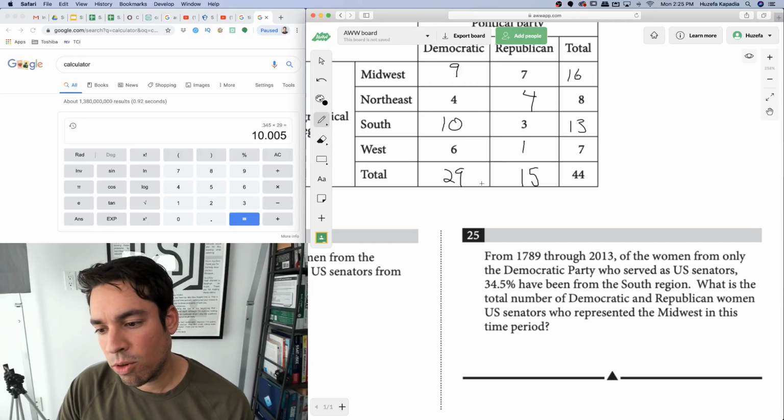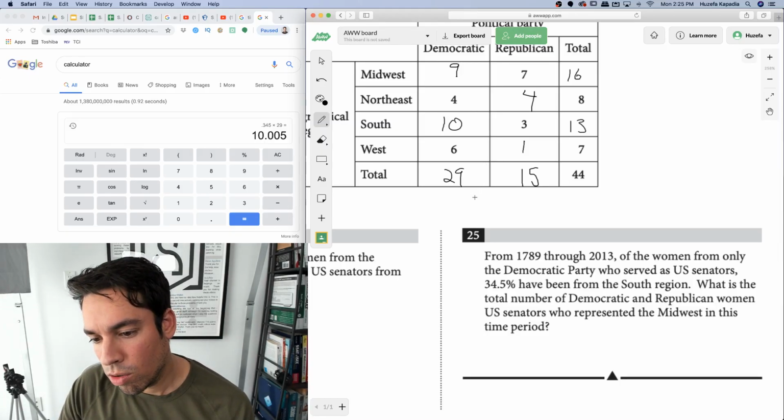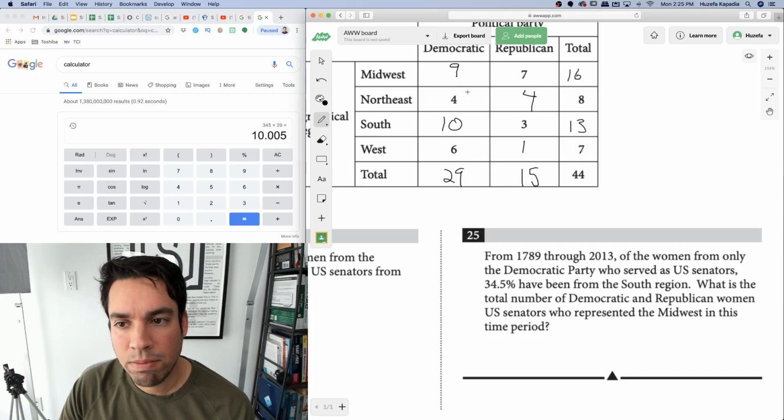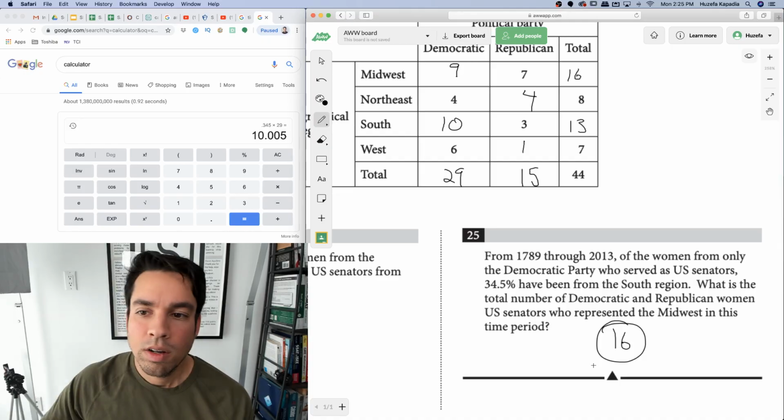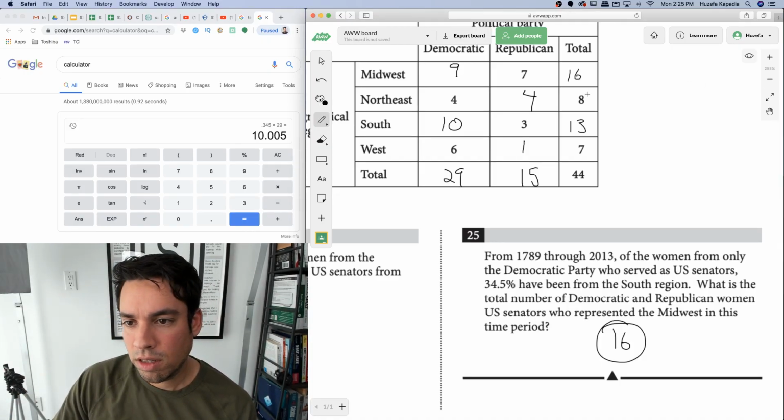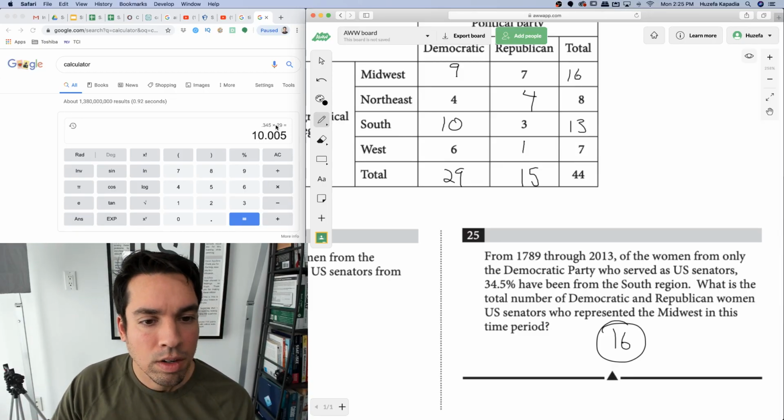What is the total number of Democratic and Republican women U.S. senators who represent the Midwest in this time period? 16. Let's go with that. Let's just make sure this adds up. 16, 24, 34, 37, 40. Yeah. All right. I think we're good.